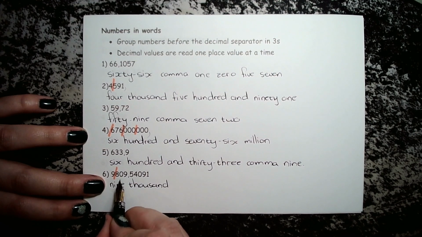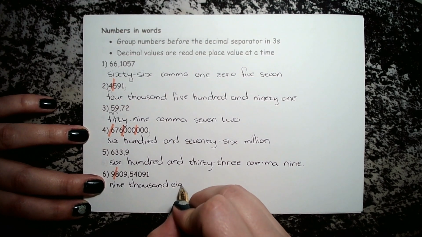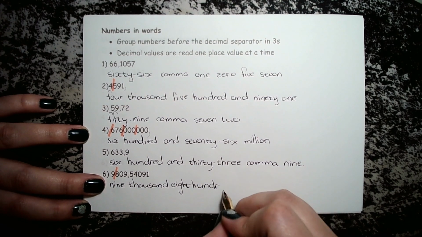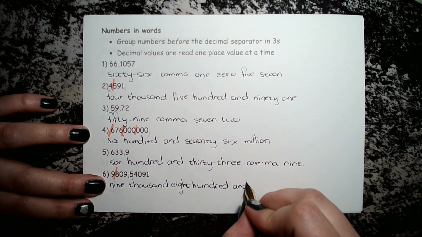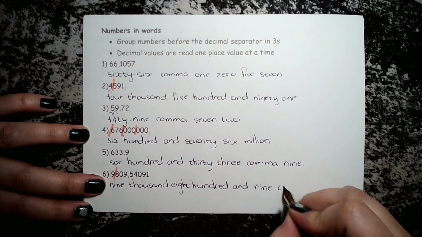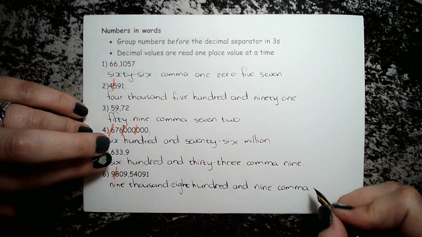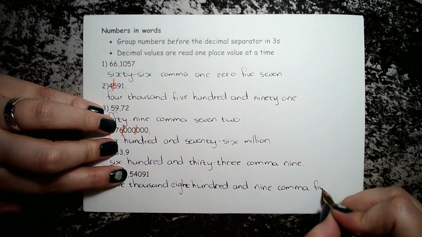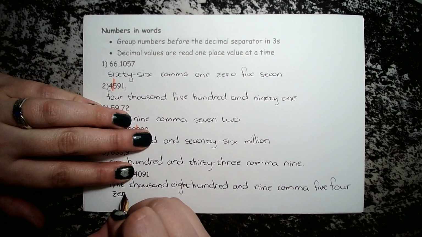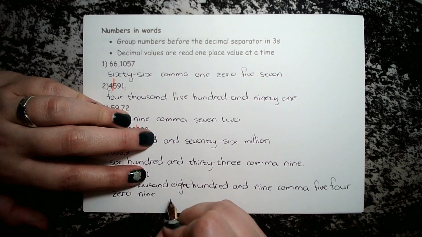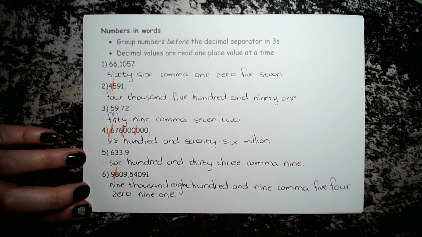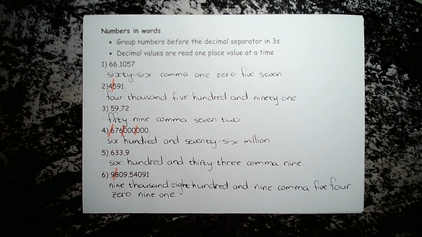Within our units, 809. And then we have our decimals. So comma 5, 4, 0, 9, and 1. So even if you've got a very big number as your decimals, it is still 1 digit at a time.